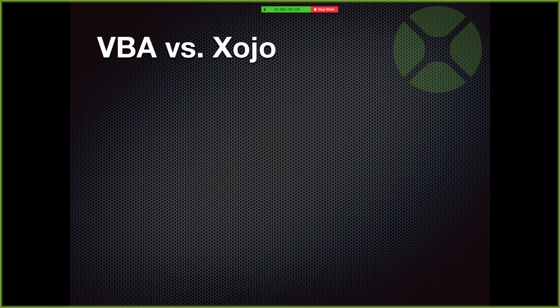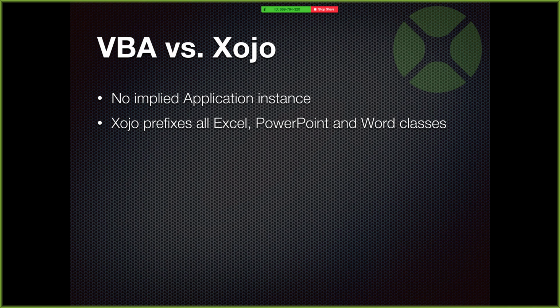So if you're working with Office Automation, you'll probably come across or maybe have used or even find examples on the internet of Visual Basic for Applications code. And I'm going to go through a few of the differences between that and Xojo code so you can see how things are similar, how things are different. So first of all, there's no implied application instance that you get with Xojo. You have to create an instance of either Word application or Excel application or PowerPoint application. As shown before, all those classes have prefixes, Excel, PowerPoint, and Word.